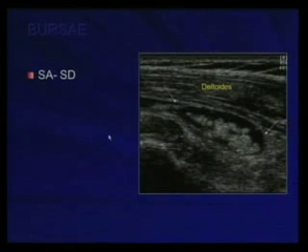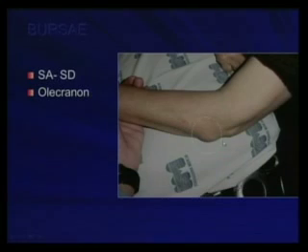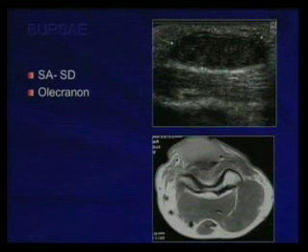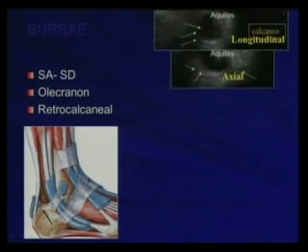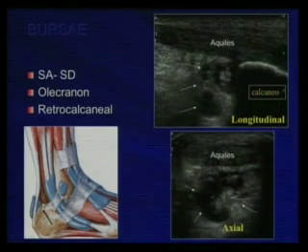We can check for bursas. In this case, we have fluid and synovial proliferation in the subacromial subdeltoid bursa. You can check for the olecranon bursa, as in this case. You see the synovial proliferation in the olecranon bursa. You can see fluid in the retrocalcaneal bursa here, or calcaneus subcutaneous bursa there.